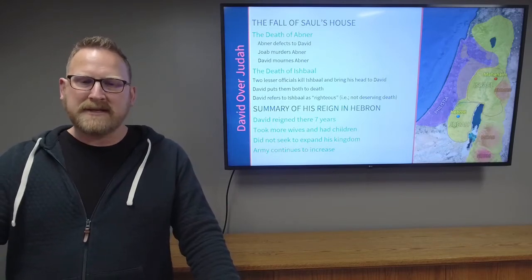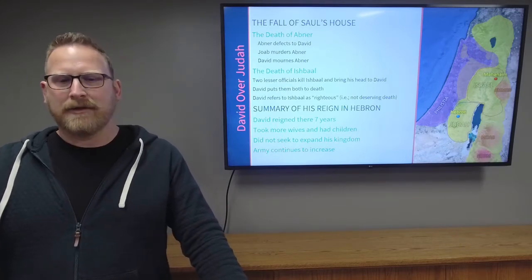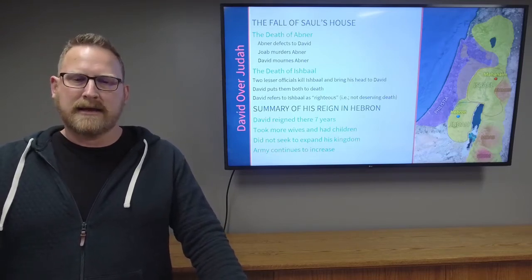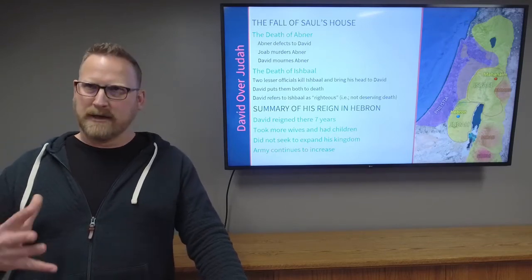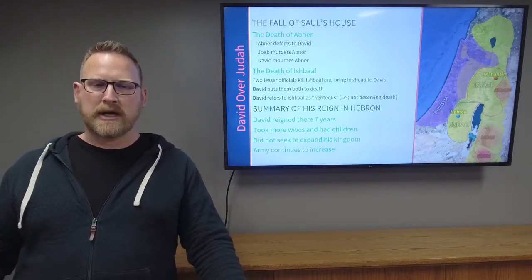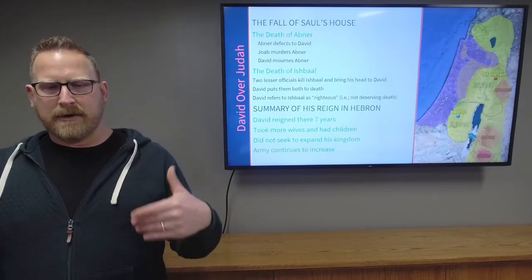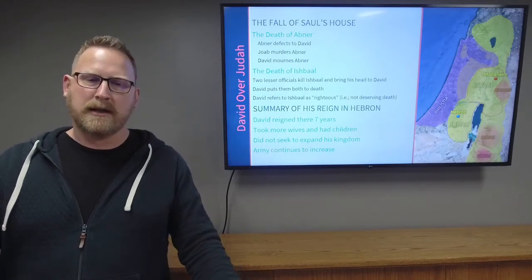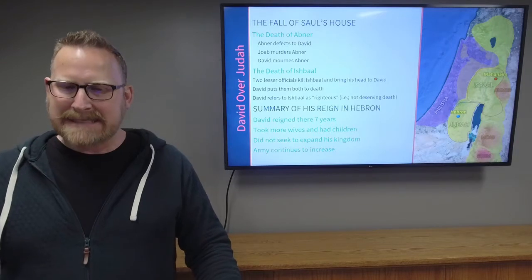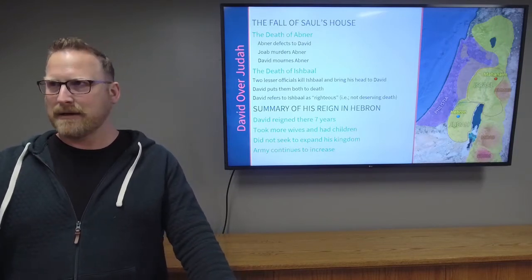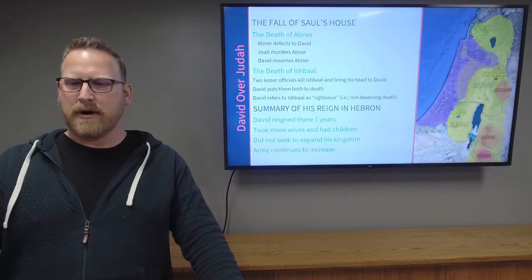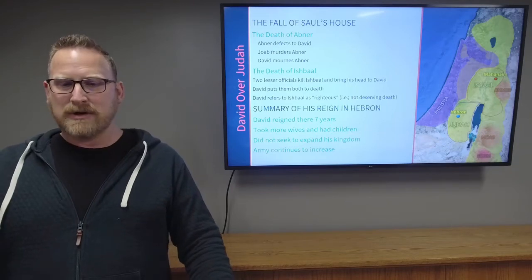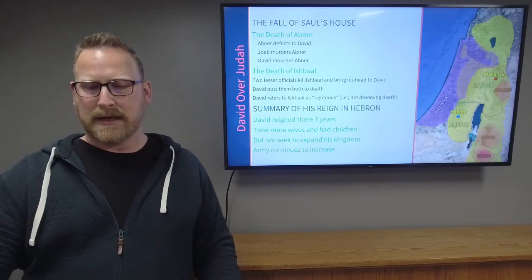So at this point, once Ishbaal is dead, there still is a time period before all of the tribes come together and take David as king, which would have factored into that 7.5 years that he's king just in Hebron. So while he's in Hebron, he's reigning there 7 years. He takes more wives and he has more children while he is there. He's not actually seeking to expand his kingdom. There probably would have been raiding parties and things like that, but he wasn't seeking, it seems, to expand his kingdom much. But during this time, his army is increasing and still getting good experiences.